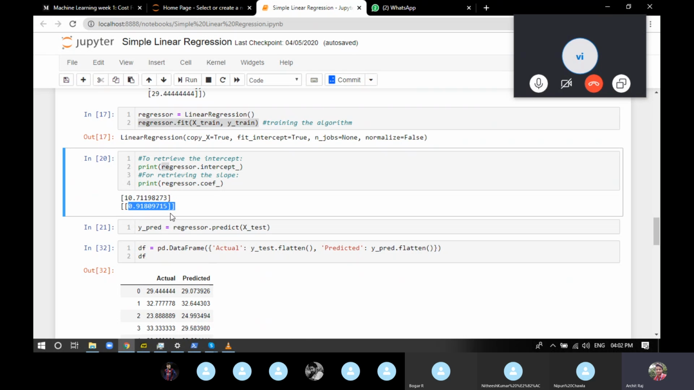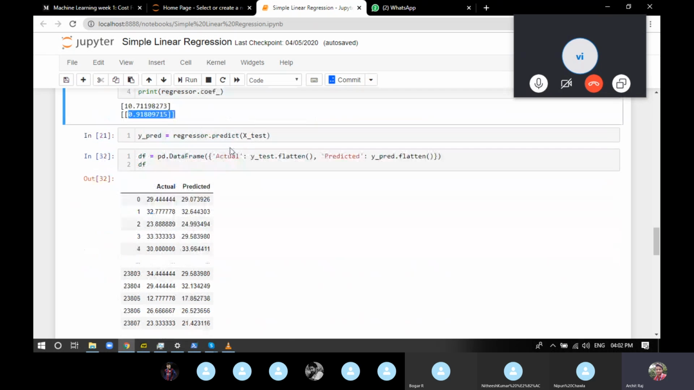It means the answer that the model gave you is y is equal to 0.918x plus 10.711 something. So we got the exact line. Now the model has been trained. The last thing that we have to do is predict how accurate the model is.